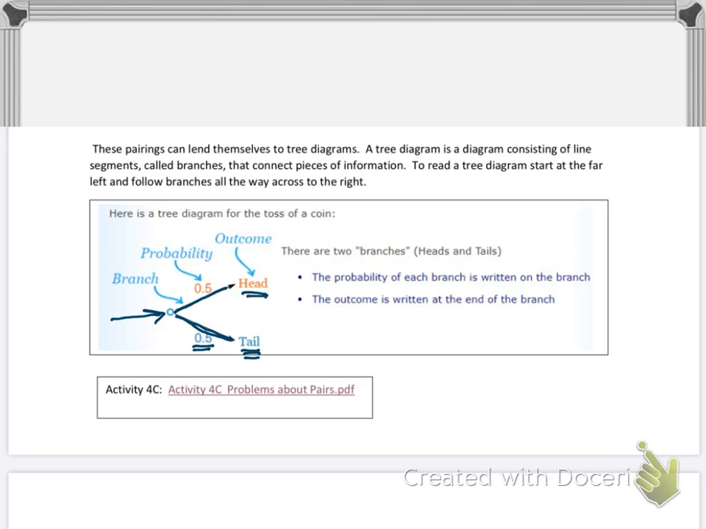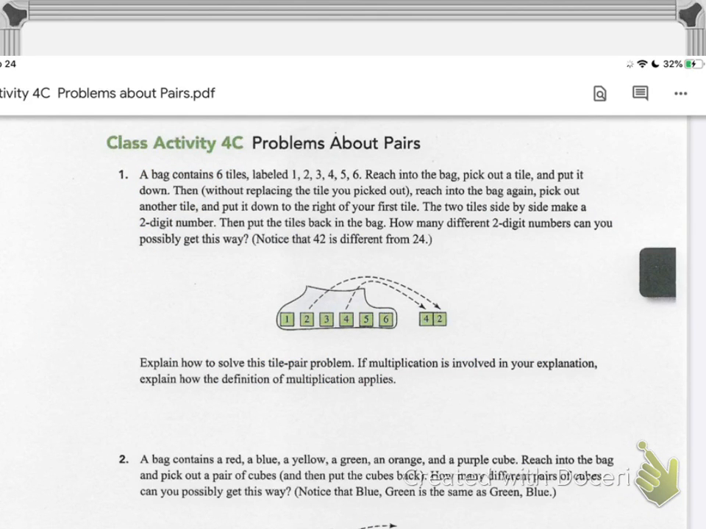And then let's look at the 4C activity, because that's about pairing as well. So I want to go over that next. Okay, so I thought this was a very good activity. The class activity 4C says the following. A bag contains 6 tiles labeled 1, 2, 3, 4, 5, 6. So we're instructed to reach into the bag, pick out a tile, and put it down.